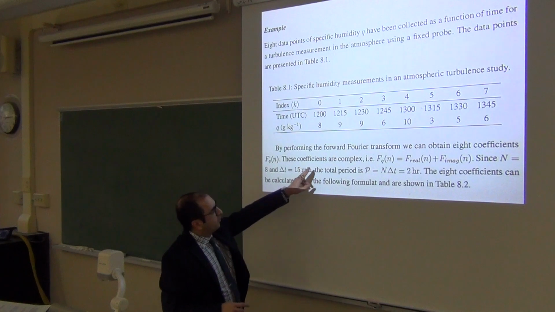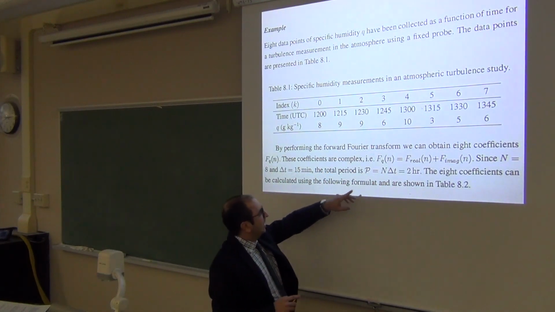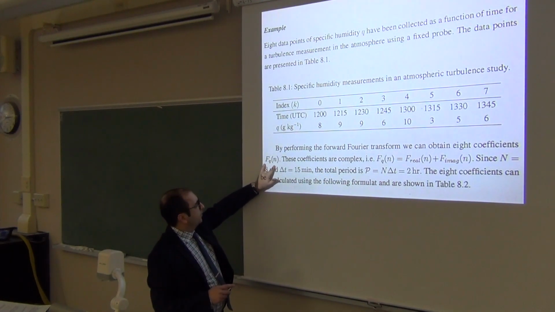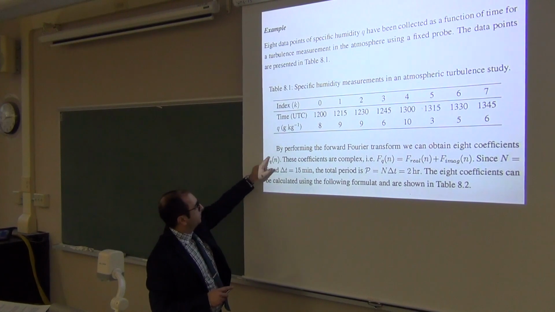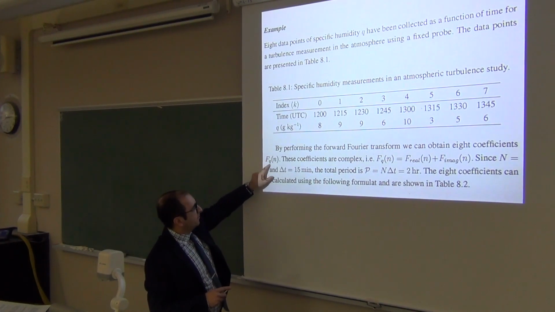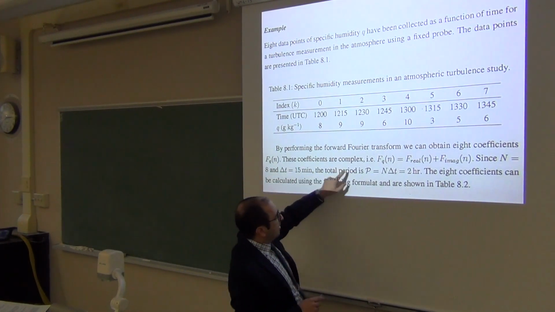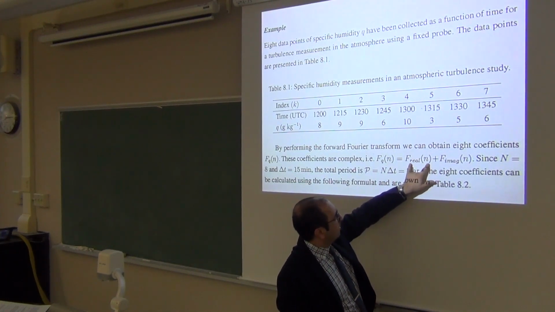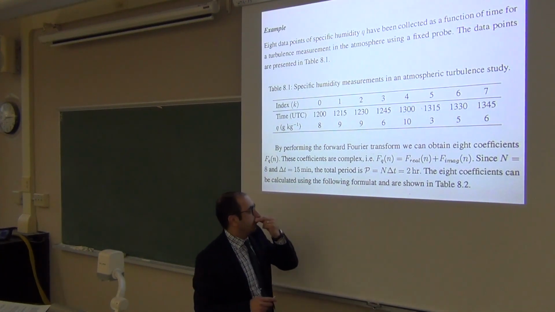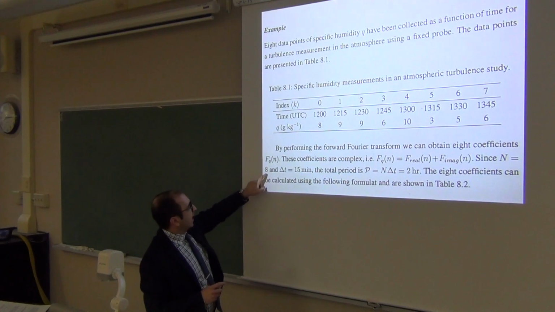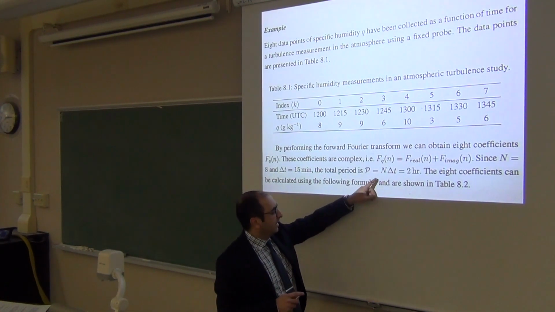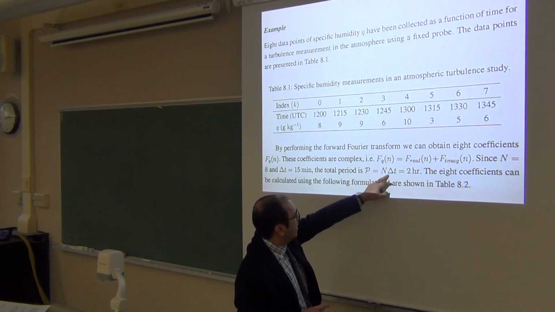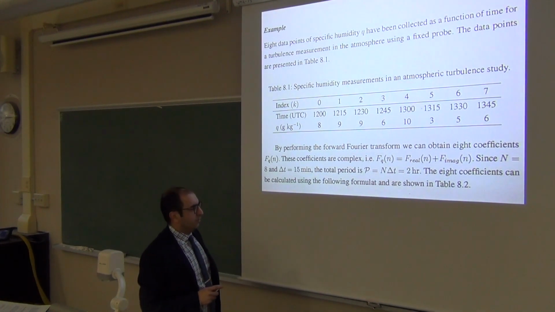By performing a forward transform, I can obtain 8 coefficients for the Fourier transform. So now f is used to describe time series signal q. Okay, so it's not f of a anymore, it's f of q. These coefficients can be shown as a sum of real and imaginary numbers. Of course, n was 8 in my example, delta t was 15 minutes. So the total time period is n times delta t, 2 hours, or 120 minutes.